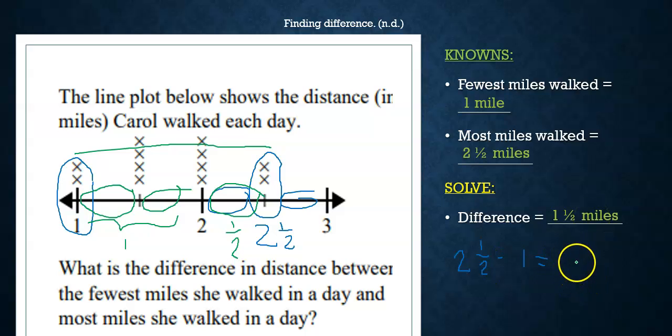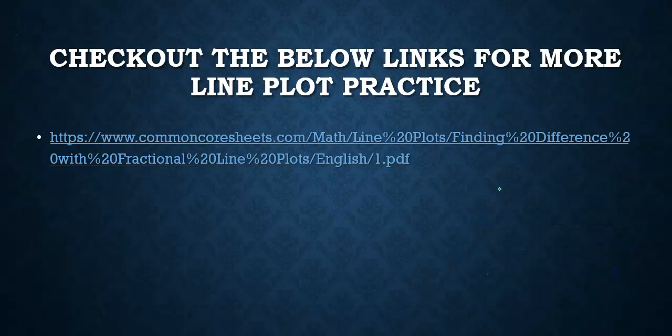Once again, we could have just done the equation where we look at our whole numbers, 2 minus 1 equals 1. And then we add our fraction in there. So that's how we can add and subtract fractions using line plots.